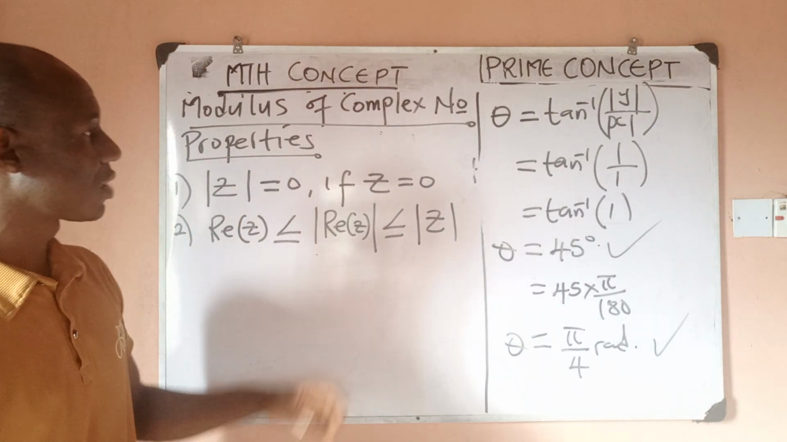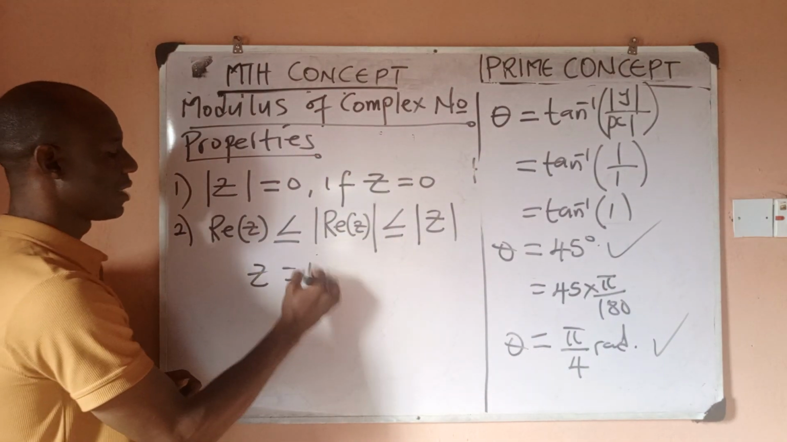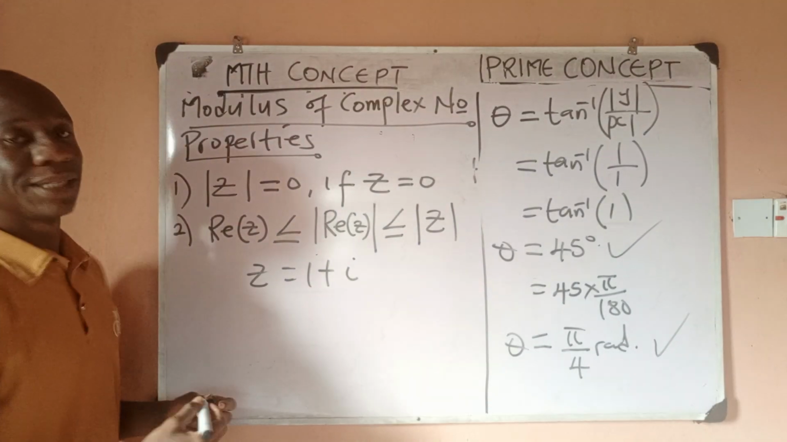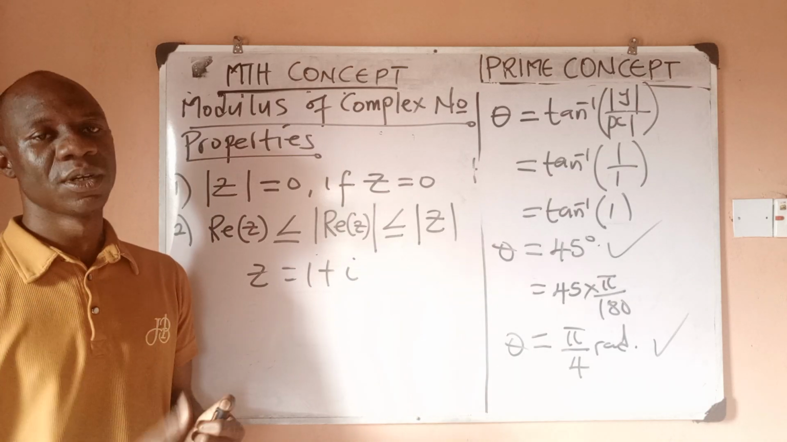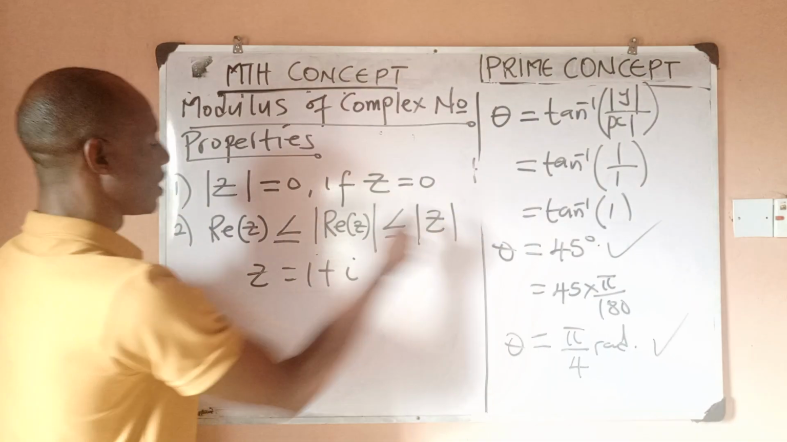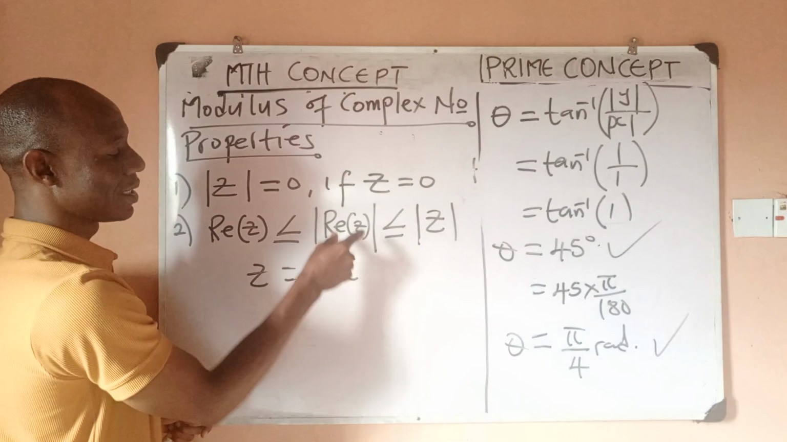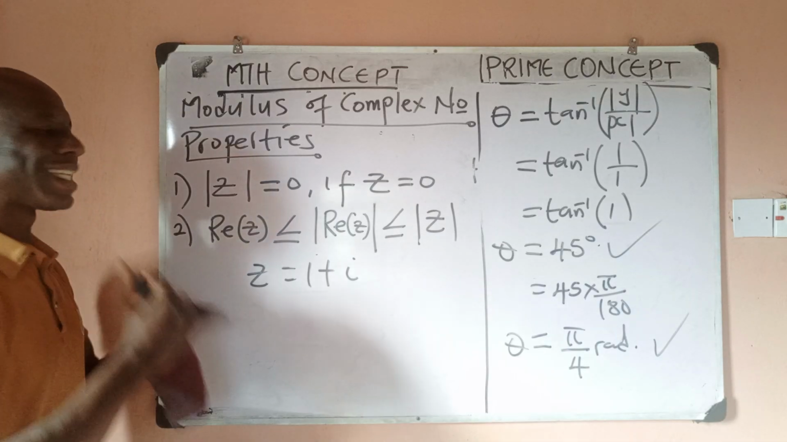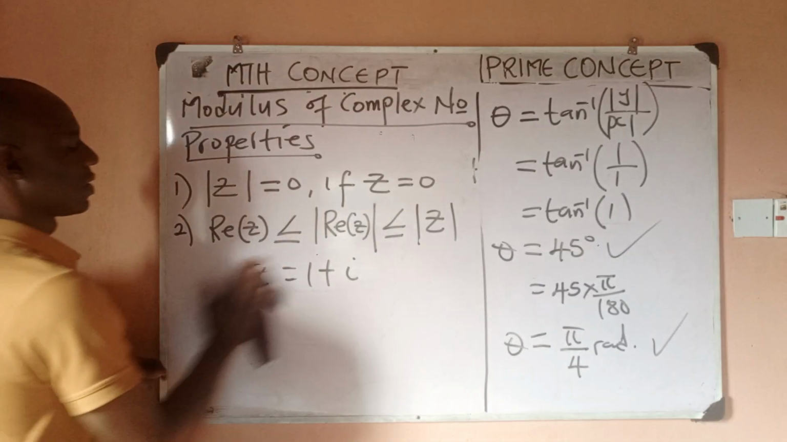Just like in the question we solved, where z is 1 plus i, you notice that the real part of z is 1. But the modulus of the complex number is root 2. Root 2 is actually 1.414, which is greater than 1. So what this is telling you is that the modulus is always bigger than the modulus, or magnitude, of the real part. At most, they will be equal, but this can never be bigger than this. That is what this is trying to say.